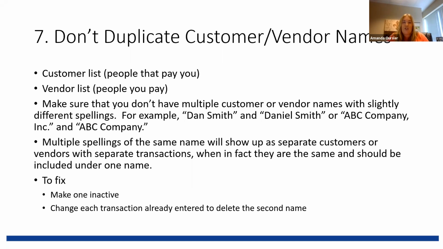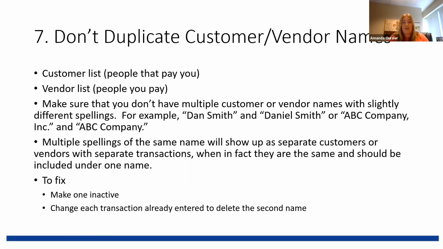But there's a way that you can fix this. If you say, okay, I want anything related to Daniel Smith to be Daniel Smith, you'll want to make Dan Smith inactive. That's one way to fix it. But if you're maybe getting close to your limit, then you will want to change all the transactions related to Dan Smith and change them to Daniel Smith.